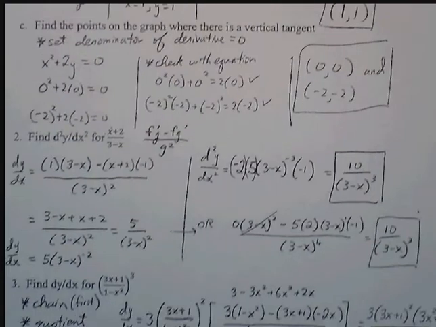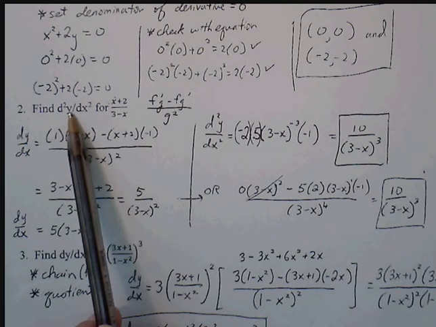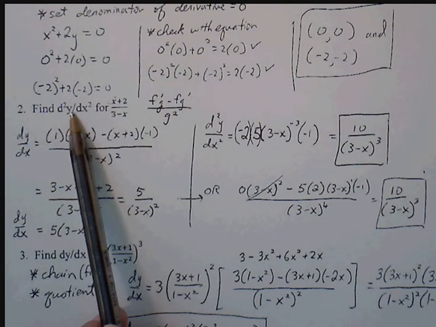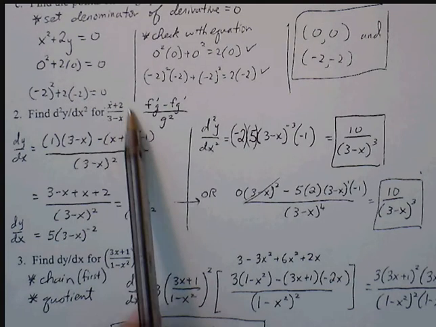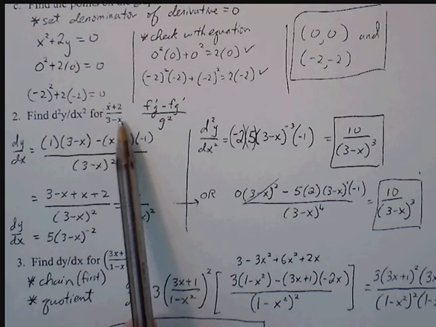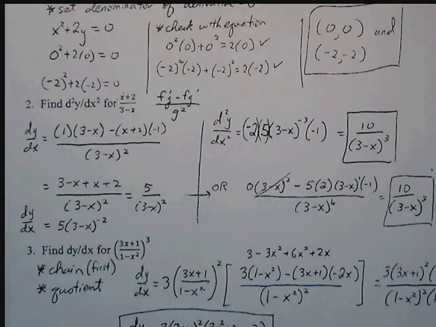Okay, number 2, find d2y over dx2. This is notation for asking to find the second derivative. So to find the second derivative, we first need to get to dy dx, the first derivative, and then we can move to the second derivative.